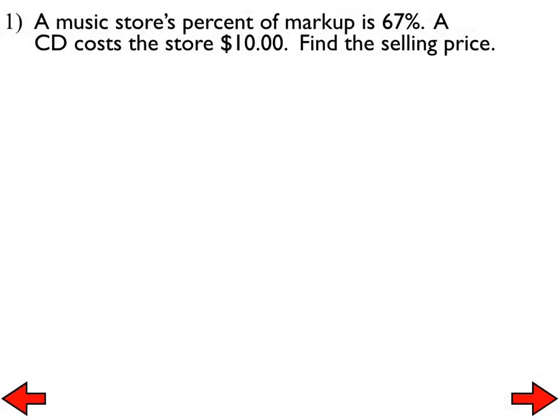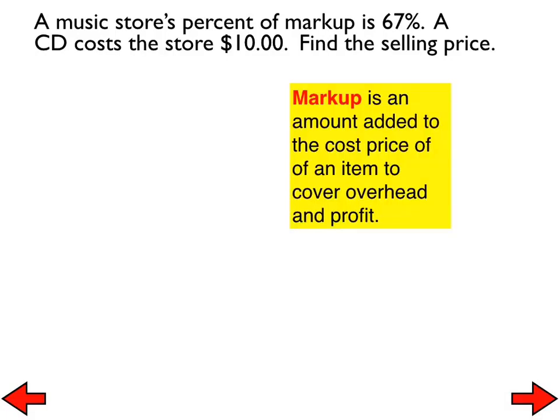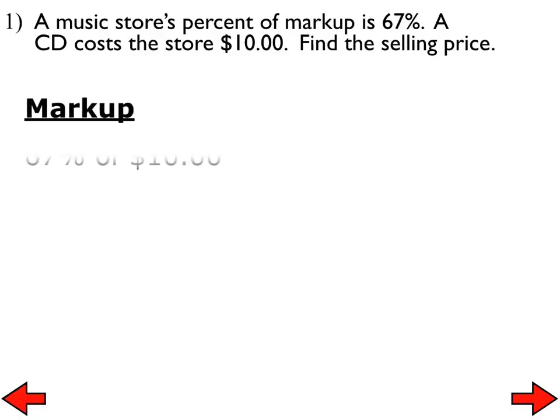So look at your number one. It looks exactly like yesterday's number one, except the directions in the last sentence. Music store's percent of markup is 67%. CD costs the store $10. Yesterday I said find the markup. Today I want you to take it a step further and find the selling price. We're going to start the same way and first find the markup, which is 67% of $10. So that's 0.67 times 10. Go ahead and do that quickly.